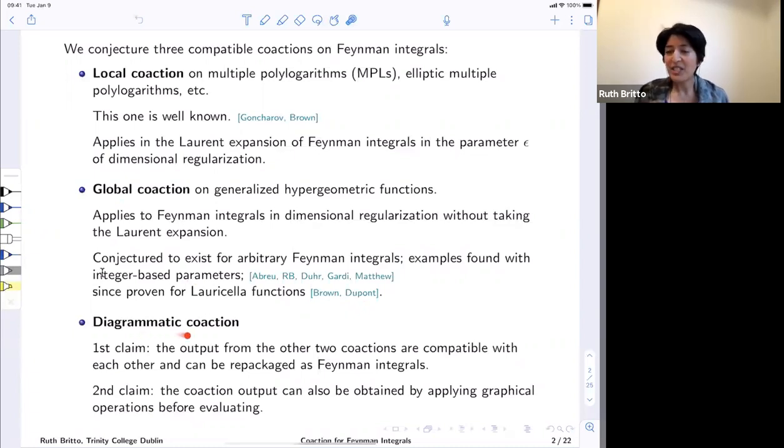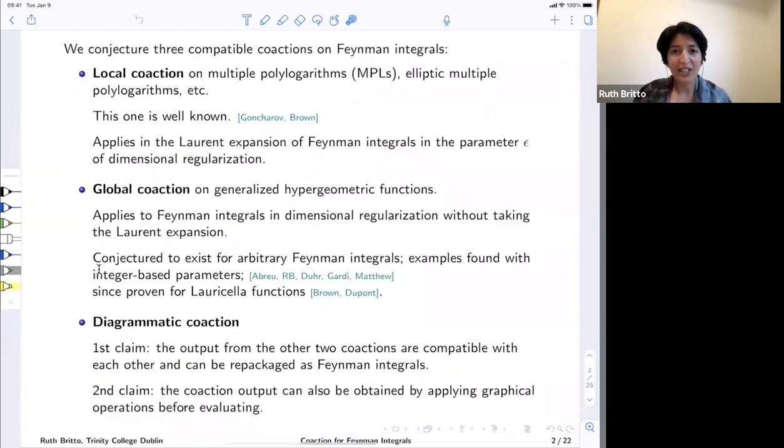Okay, the third one is this diagrammatic coaction. And this builds upon these 2 coactions. These are meant to be mutually compatible. It's a coaction that means you can expand and then take the coaction, or alternatively, the operations commute. You can take the coaction of hypergeometric functions and then polylogarithms, and then do the expansion, or do the expansion first, take the coaction, arriving at the same result. This will probably become clearer when I show an example shortly.